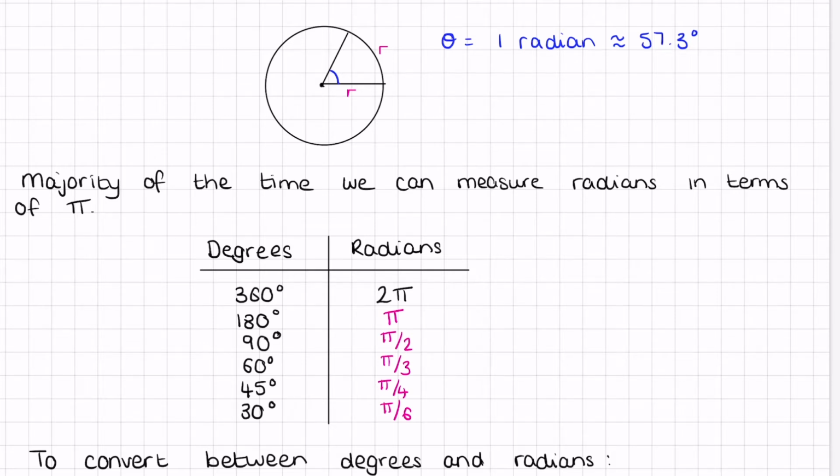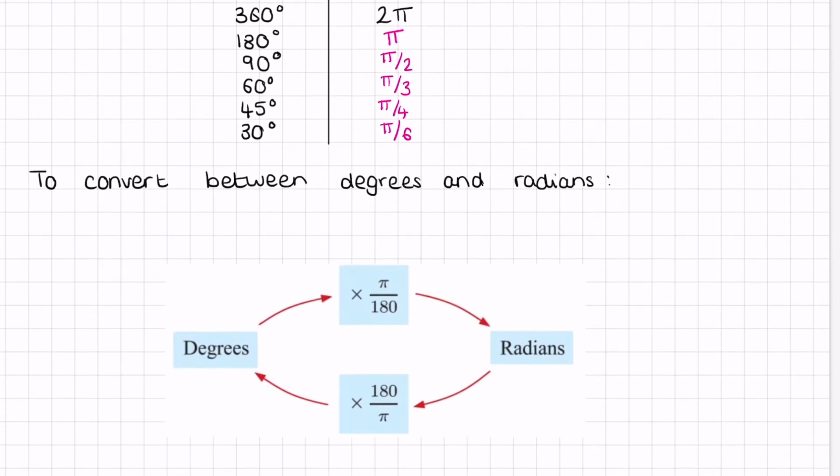Now, it's quick and easy to convert between degrees and radians. To go from degrees to radians, you've got to times your degrees by pi and then divide by 180. And if you're going from radians to degrees, times your radians by 180 and then divide by pi.